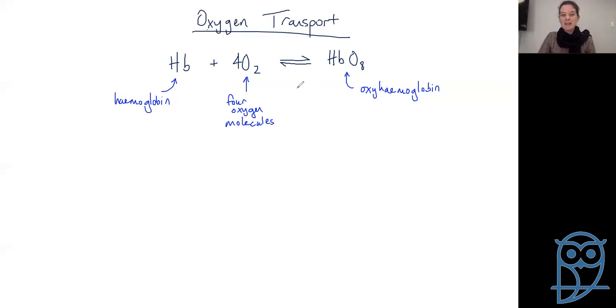And the other aspect of this is something that we call affinity. If you have an affinity for something, then you like it and you're attracted to it. So I have an affinity for hot chocolate, most definitely, not under debate. Okay, hemoglobin has an affinity for oxygen.